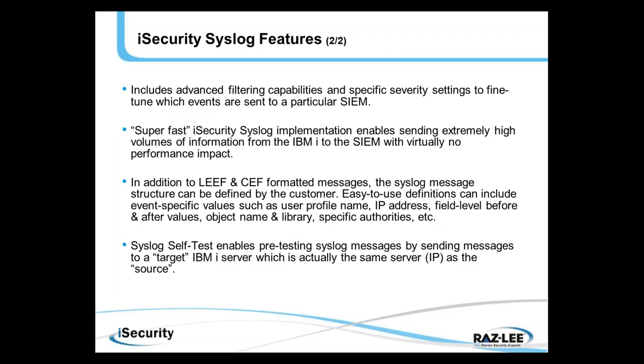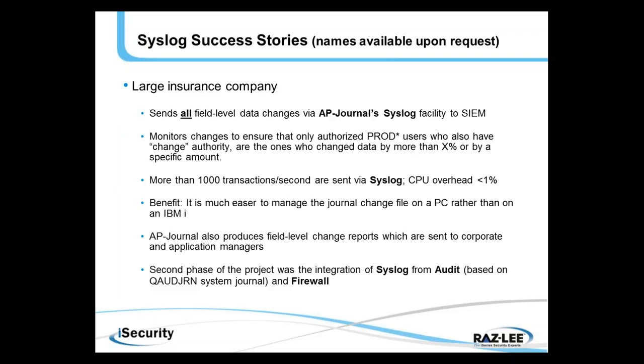And of course, there are replacement variables so that in real time, the information from the particular event regarding the user profile name, the IP address, etc., all these are substituted in the message to be sent. Last but not least, and again, I think this is unique, we have a syslog self-test capability. So we can pre-test syslog messages and send them to a target IBM i server, which is actually the same server from which we're sending the message. This has proven itself to be very, very useful.